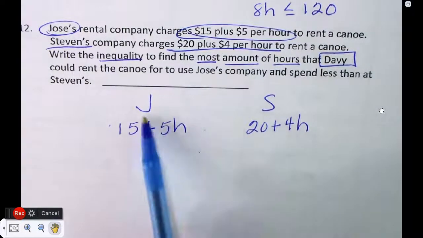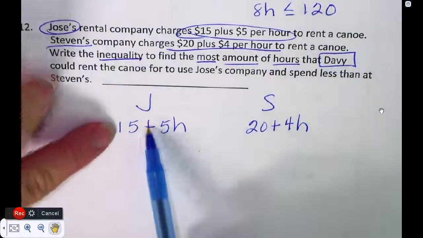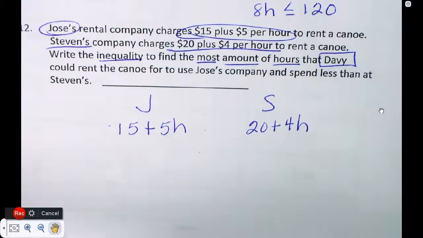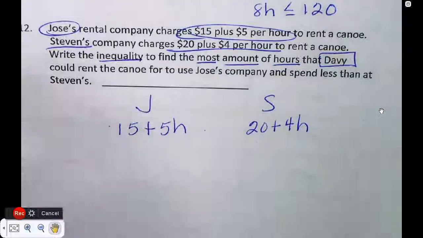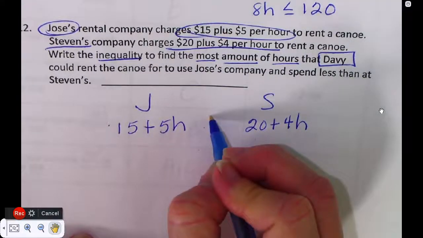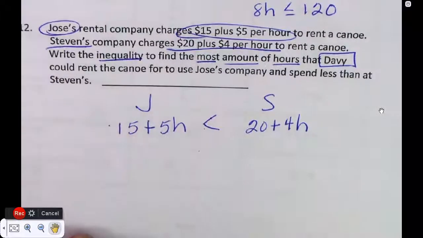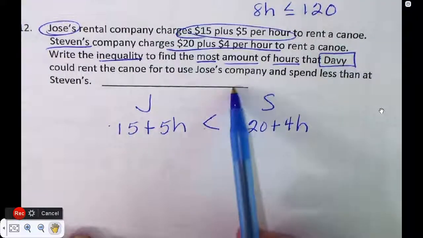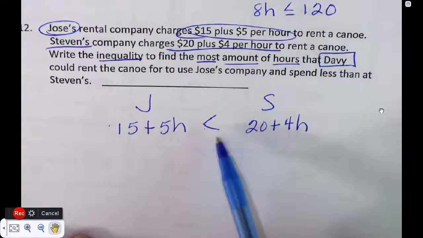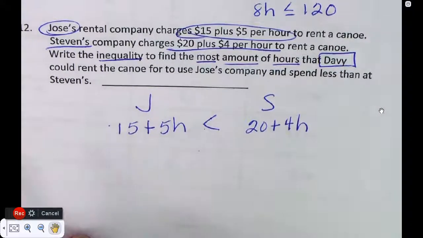Davy wants to use his buddy's, but he wants it to be less than. He's got to figure out the hours that he can rent it for so that it'll be less money at Jose's than Stevens. So what symbol am I going to put here? Less than. Okay, he wants to spend less than, not equal to Stevens. So let's just do less than.